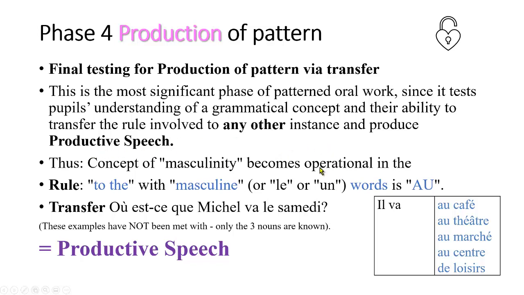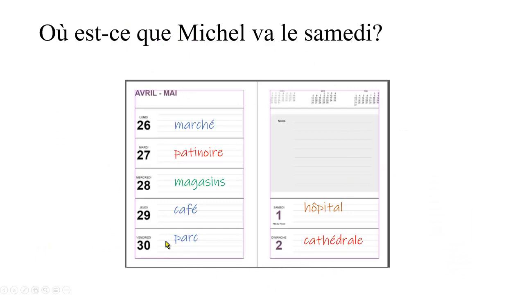So in this particular sense, for example, you'd be looking for, have they got that concept of masculinity, which becomes operational in the rule that to the, with masculine, is u. So where does Michael go on a Saturday? Here are some examples where they haven't met them, only the nouns are known, but they haven't seen it before in that sense. So here's a sort of thing that you could set: where's he going on Saturday? Okay, we haven't used café in our example, we haven't used patinoire in our example, but would the student be able to apply it and say where they're going on the various days?